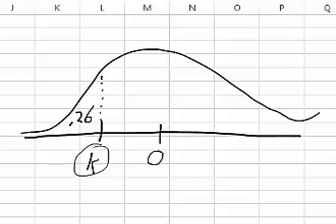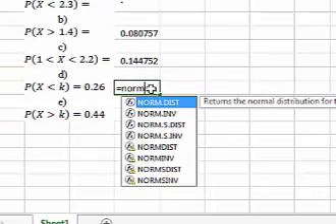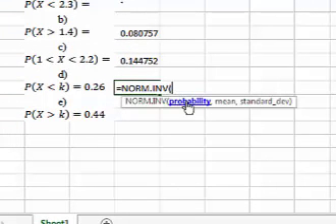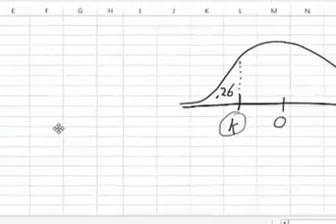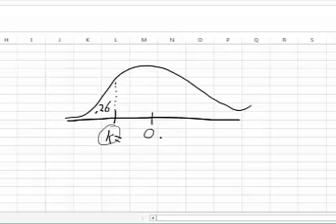This is kind of the opposite of what we've been doing here. It's the inverse. So our formula actually is called norm.inv. The probability that I'm entering is always a left-tailed probability. This is a left-tailed probability, so I can just go ahead and enter 0.26. The mean is 0. Standard deviation is 1. Enter. That makes sense. We get a negative number because it's to the left of 0. So this k value is -0.64335 on the number line.